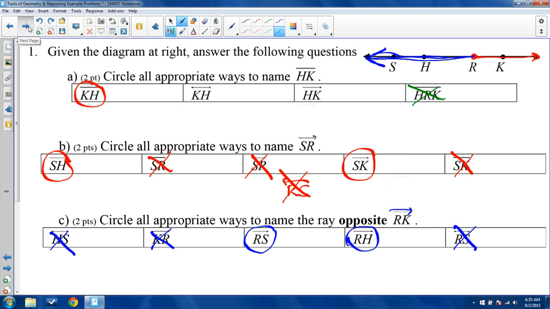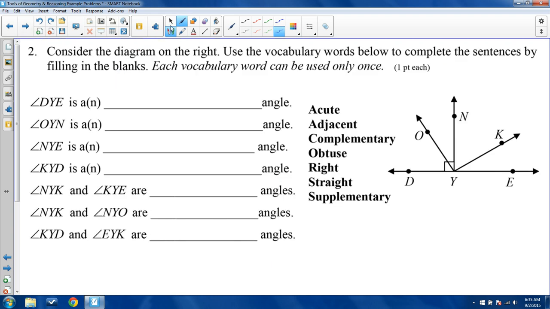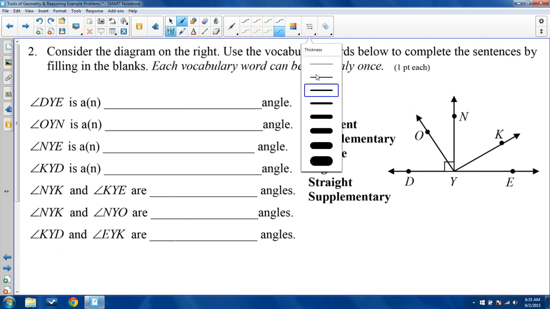So that's number one. Okay, number two, consider the diagram on the right. Use the vocabulary words below to complete the sentences by filling in the blanks. Each vocabulary word can only be used once. So there are 7 vocab words, and there are 7 of these, so each one will be used, and I'll cross them out as I go.